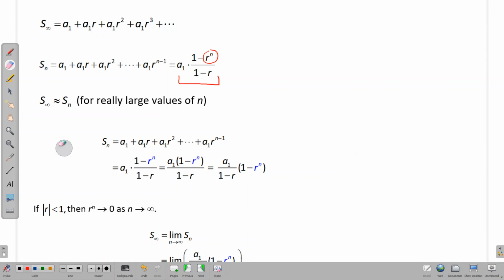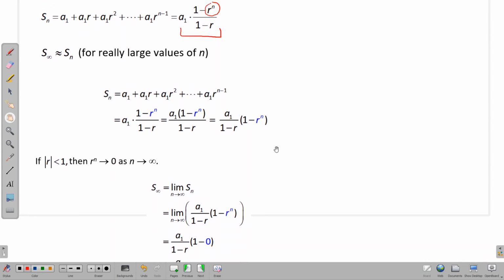Now the reason I did that is now we can analyze what is going to happen to this as we make n larger and larger. Notice that S sub n, the value of this, is completely determined by this part here because these numbers are all fixed. They're not changing. The only thing that changes as you increase n is this part right here. And we said if r is between 1 and -1, if r is less than 1 but bigger than -1, then we know that this r to the n is going to go to 0. That piece is going to go to 0.